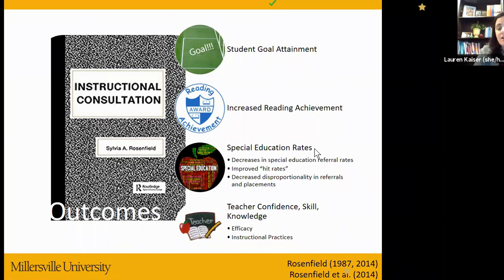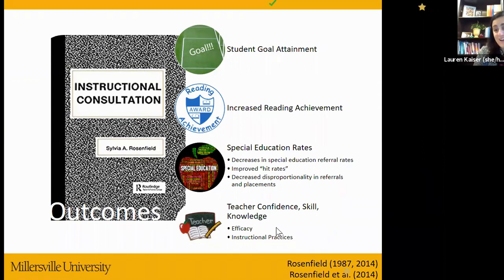And so we find then also that it decreases the disproportionality in referrals and placements. Why? Well, because teachers are becoming more objective as they're problem solving. And then they start to see what the student can do, and the student makes progress, and they realize a special education evaluation isn't necessarily warranted.